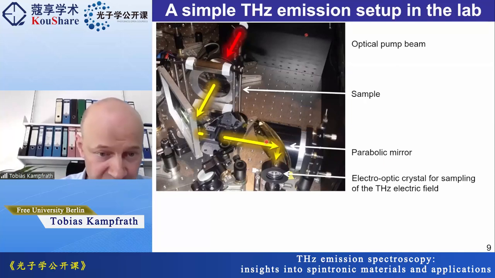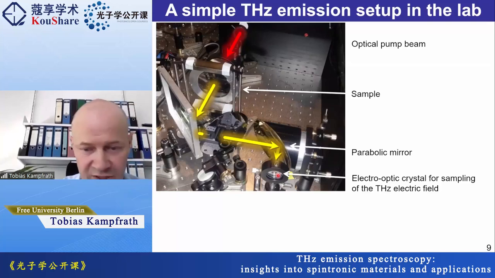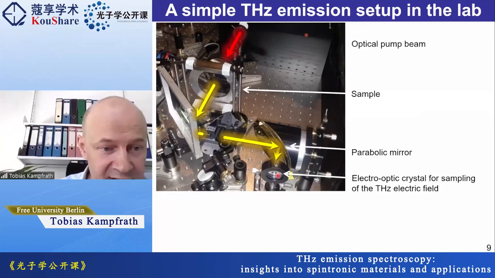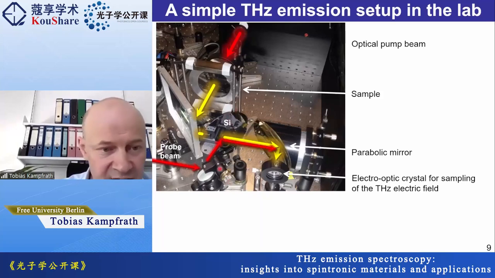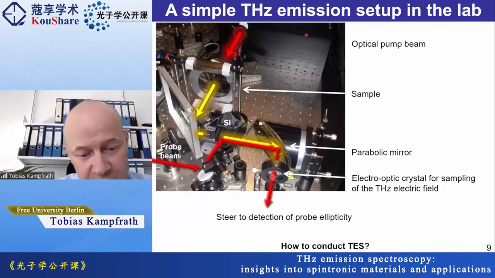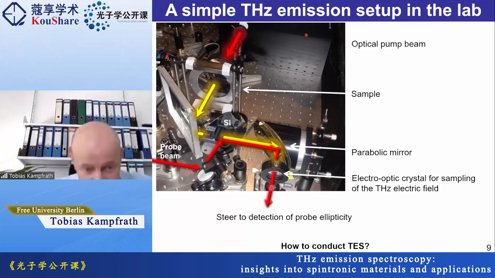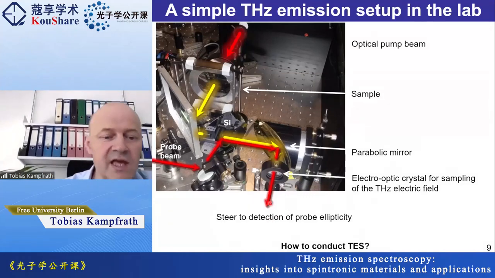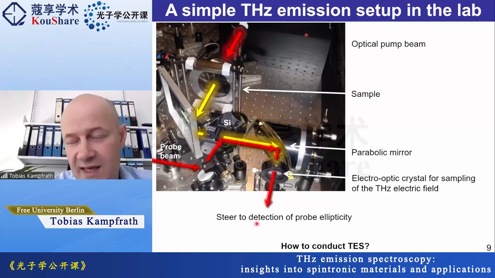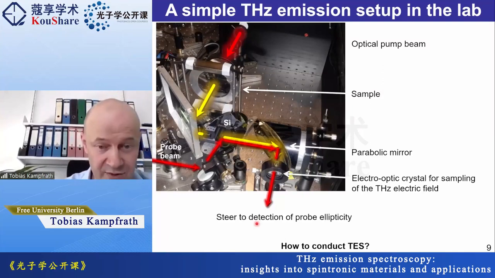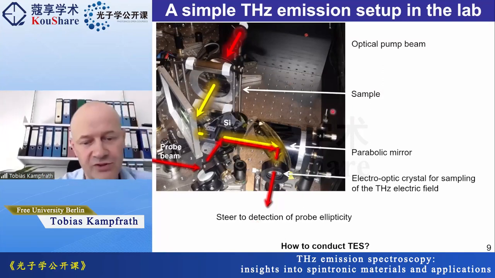And this parabolic mirror focuses the terahertz radiation into this electro-optic crystal here, zinc telluride or gallium phosphide or other electro-optic materials. Now we need a sampling pulse to detect the terahertz pulse, and this comes here from the left-hand side. It's the probe beam that here hits another dichroic mirror. It's silicon. At the silicon surface, it's reflected and now co-propagates with the terahertz field and finally traverses the electro-optic crystal where it can sample the terahertz electric field. And behind this crystal, we just measure the ellipticity of the sampling pulse by a combination of quarter wave plates and polarizers and photodiodes. So this is a very simplistic setup for terahertz emission spectroscopy.